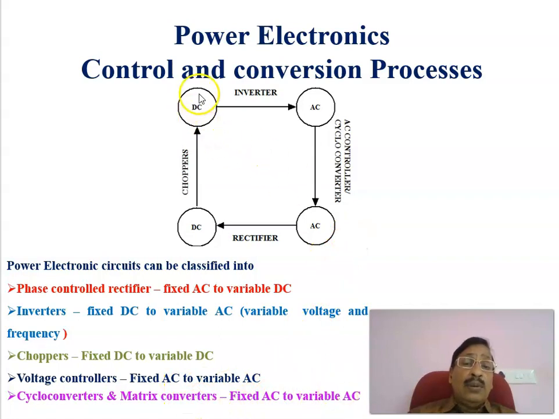Therefore, depending upon the input AC or DC voltage and depending upon the output AC or DC load, the role of the power modulator will be changing. It can work as a rectifier, as an inverter, as a chopper, or as an AC controller or cycloconverter.